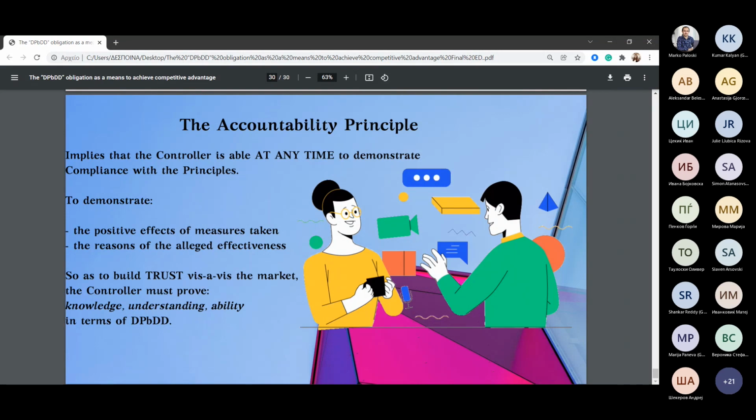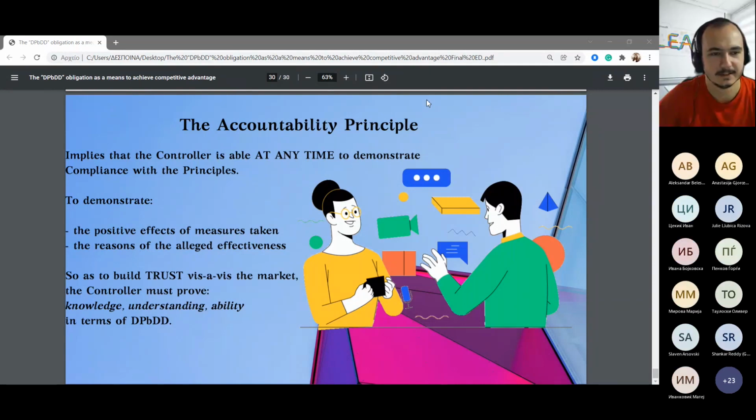The controller must be able to prove knowledge of the common set of rulings, and must also prove understanding. He is in a position to correlate objective circumstances and results, and he also has the ability to perform his duty in terms of data protection by design and by default. So that was my humble insight, and my presentation is over.